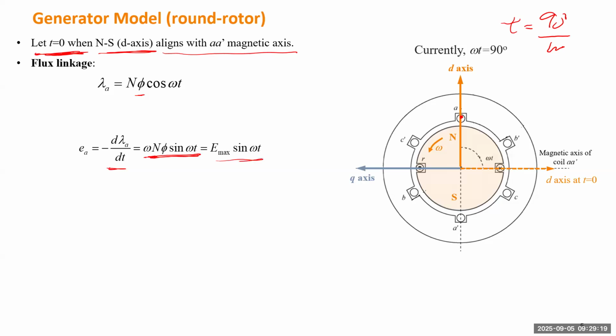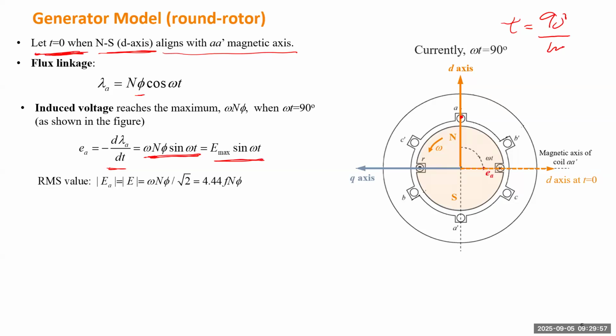Okay, so written as a sinusoidal function, it will have a maximum value Emax. Emax is the peak value of the voltage induced in the A winding, and the sine omega t just indicates that at time 0, when the axis is in this direction, the induced voltage is 0, but at this moment it reaches the maximum value. So the induced voltage reaches the maximum at this moment in this picture, when omega t equals 90 degrees.